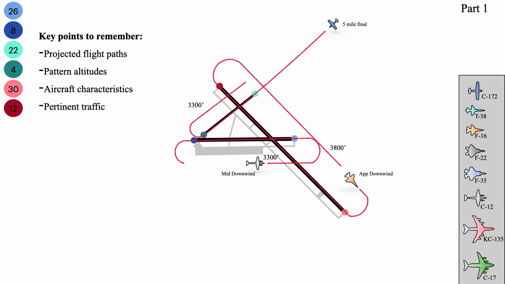So you also have to consider aircraft characteristics. Maybe certain aircraft require a longer runway. That's maybe why the F-16 is on runway 30. And for the runways, you can see based on the circles, the blue circles indicate runway 26 and 8, the green runway 22 and 4, and then the red runway 30 and 12.